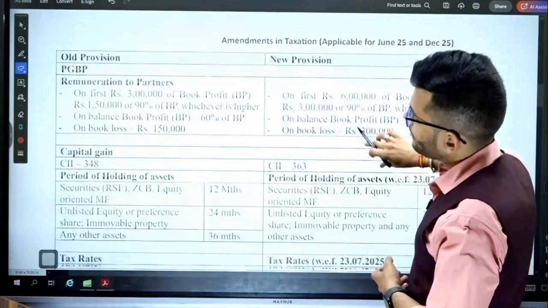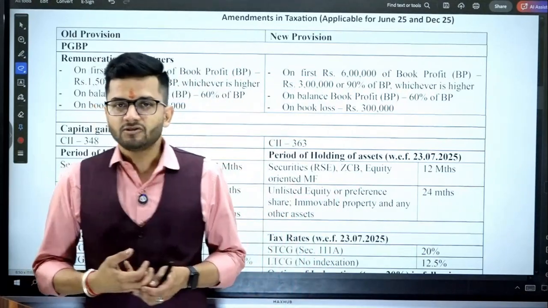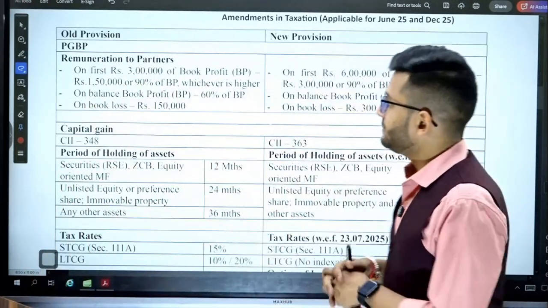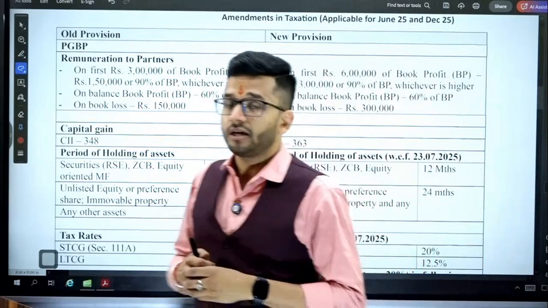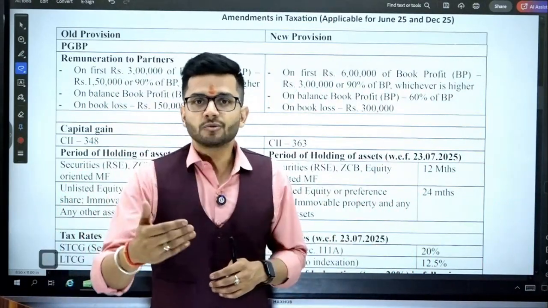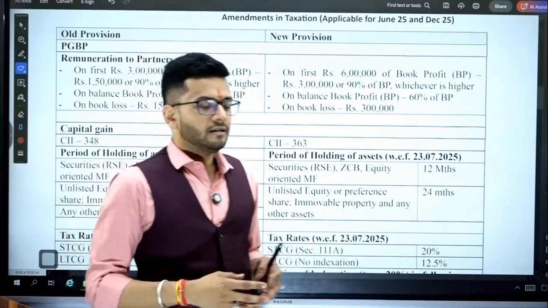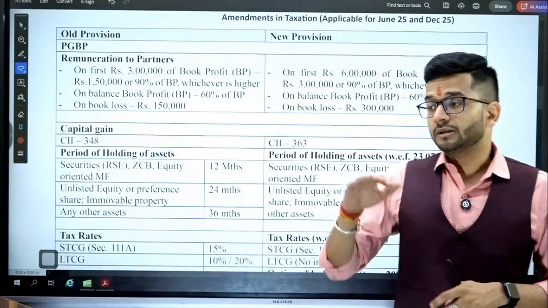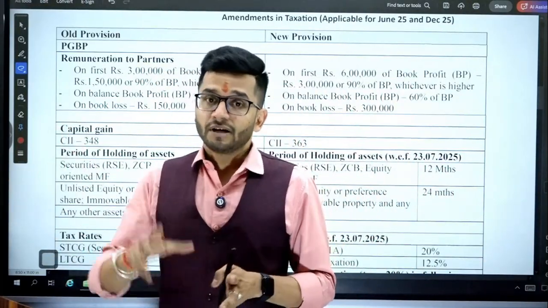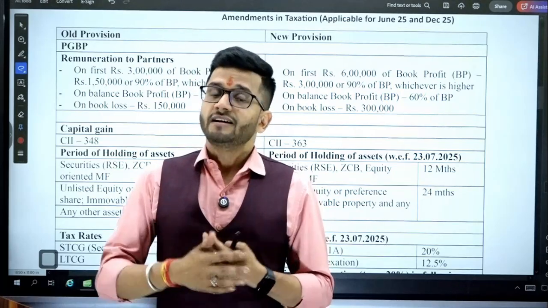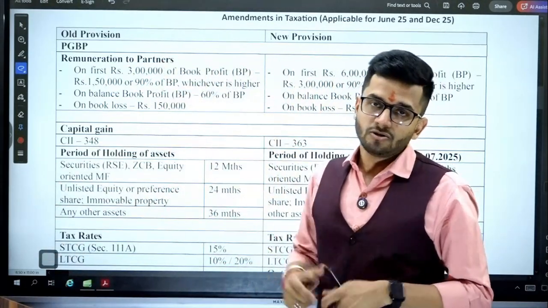Okay, so then we come on to certain important amendments in case of the PGBP chapter. So guys, in the PGBP chapter, remuneration of partners in case of assessment of a partnership firm, where we used to compute the allowable remuneration which was required to be given to the partners. And all of you might remember that if the remuneration is not given in the deed, then it's totally disallowed. But if it is given in the deed, then it cannot be more than the specified limits. These specified limits have undergone a change.